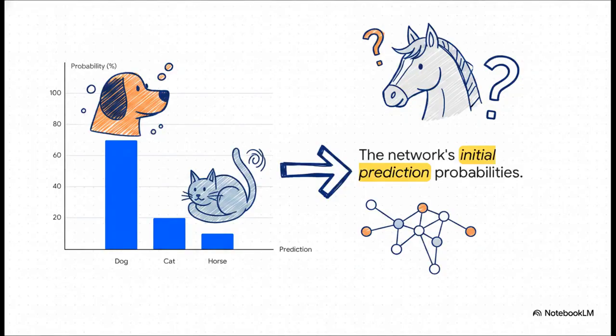When it hits that final output layer, it spits out probabilities based on its current initial weights. Let's say it tells us there's a 70% chance it's a dog, 20% it's a cat, and 10% it's a horse. So the network confidently predicts dog. But remember, at this stage, it is literally just guessing. We need to objectively measure how accurate that guess really is.